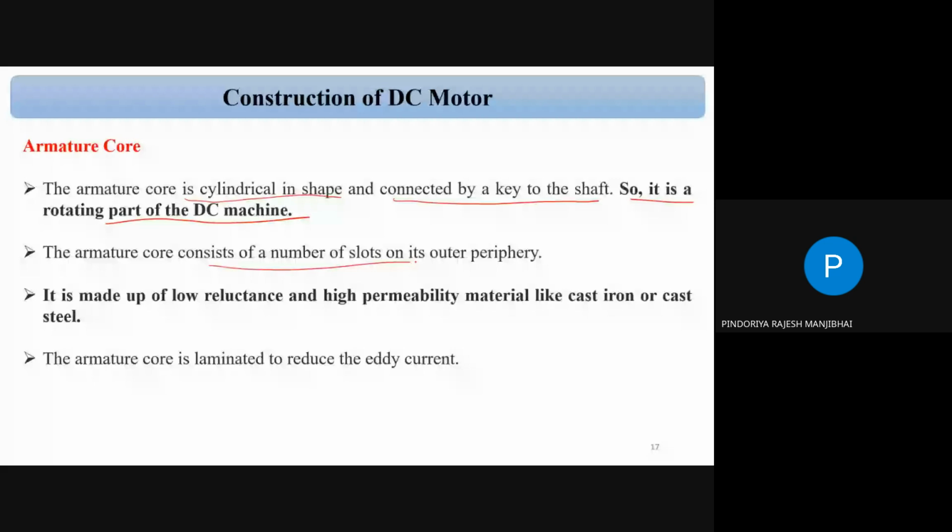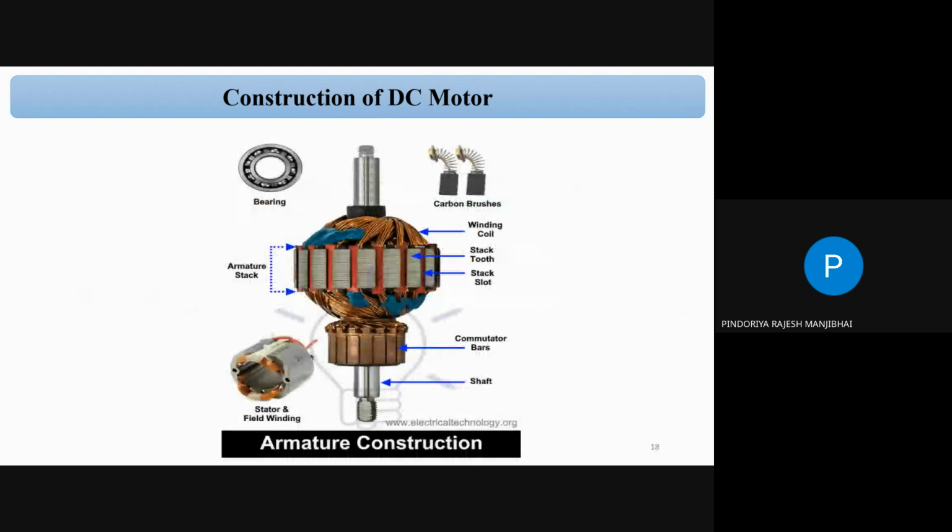Correct? The armature consists of a number of slots on its outer periphery. It is made of low reluctance and high permeability material like cast iron or cast steel. The armature core is laminated to reduce the eddy current losses. Same as the field winding, here also the armature core we have to laminate, correct, to reduce the eddy current losses. Yes, so you can see the armature construction.